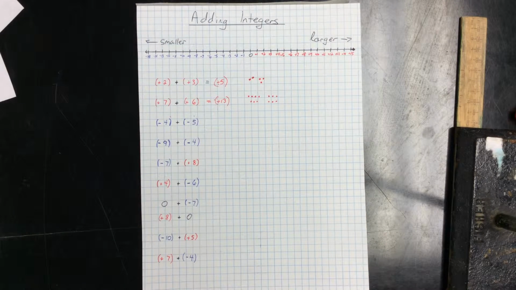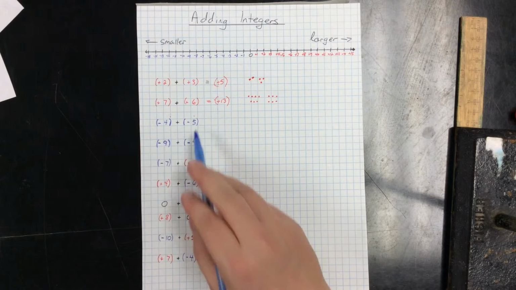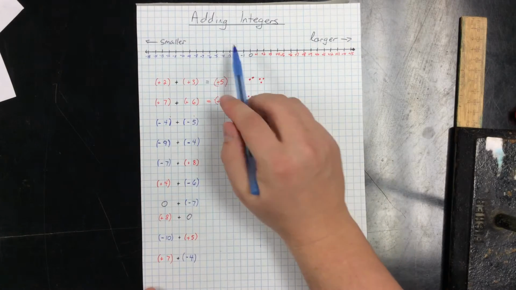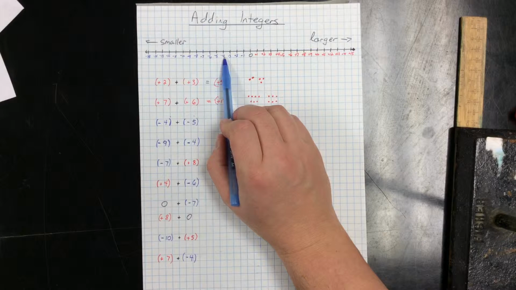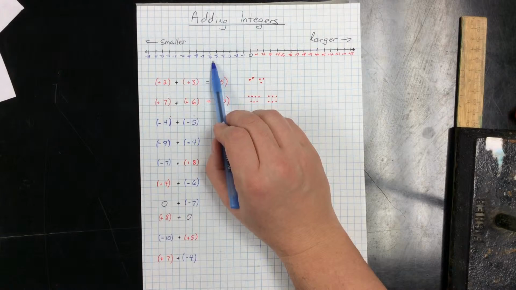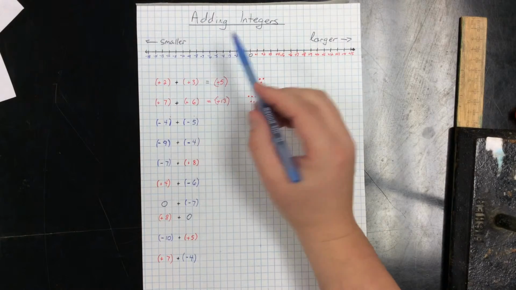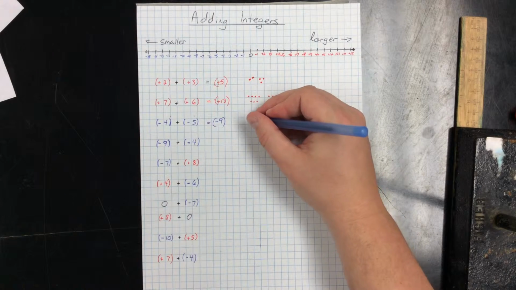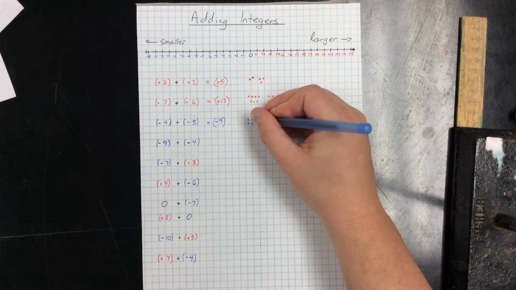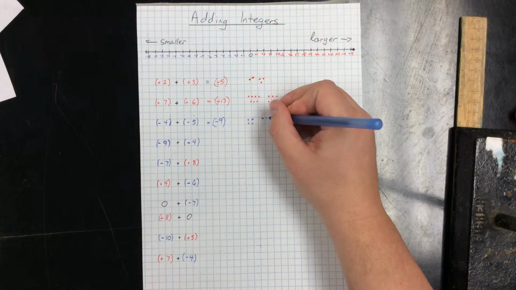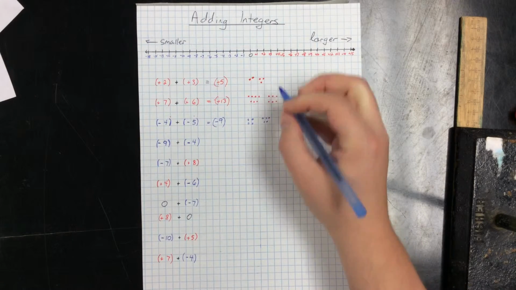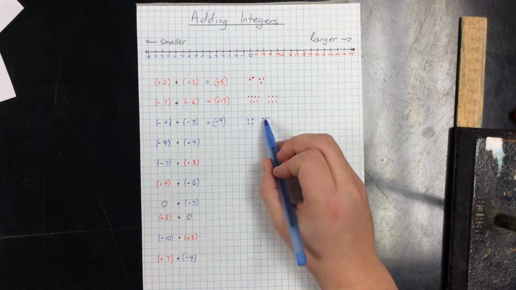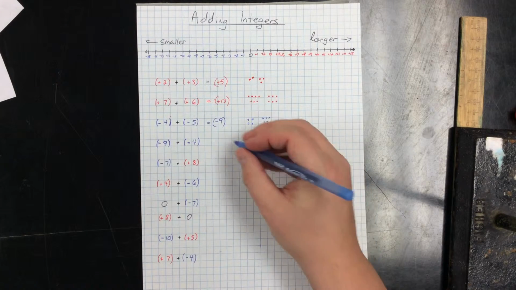The same thing happens with the negatives if the symbols are the same, a negative and a negative. So we have negative 4, and we're going to get 5 more negatives. 1, 2, 3, 4, 5. We end up at negative 9. So we had 4 negatives, and we got 5 more. How many negatives do we have in total? We have 9 negatives in total.